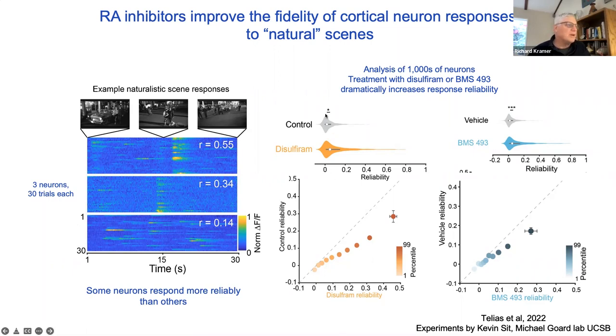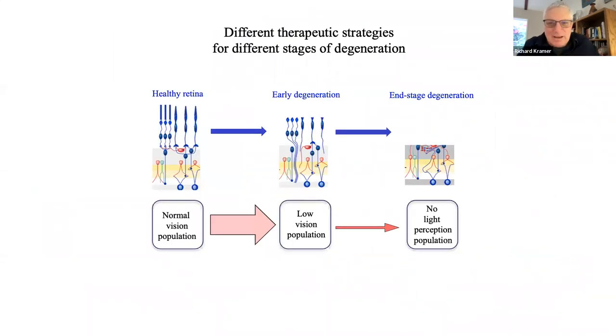You can see it's only 0.1 or less than 0.1, but disulfiram or BMS dramatically improves the reliability of responding to a particular scene. So this is all evidence that these drugs are actually improving vision per se in these mice. I realize this was a long roundabout way of saying this. And that's kind of the end of the data of this presentation.